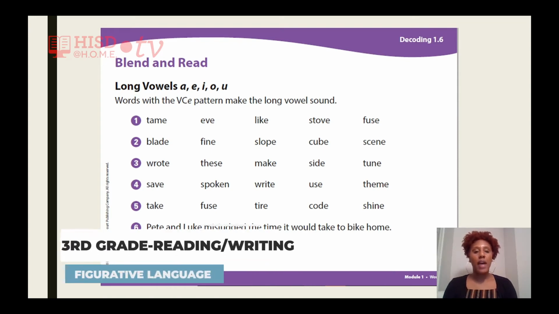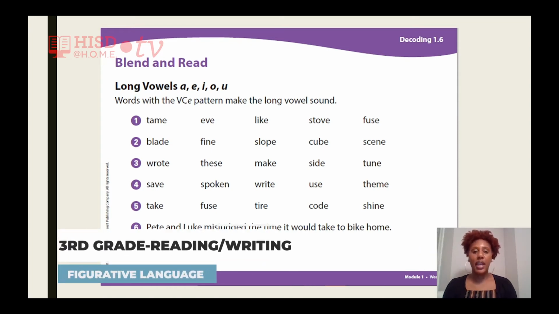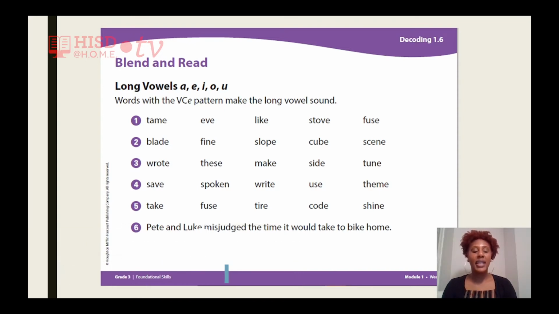So long vowels are vowels that say their name. So when we sound out the words, we will hear the sounds A, E, I, O, and U, again, because these vowels are saying their name. So when we have words that have a vowel, consonant, E pattern, the vowel in that word is going to make the long vowel sound with the E being silent at the end of the word.